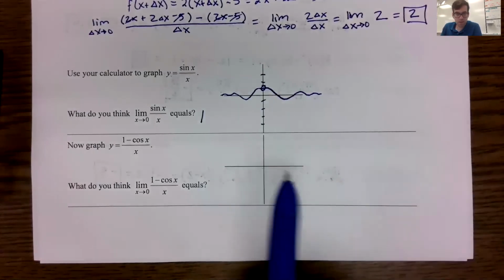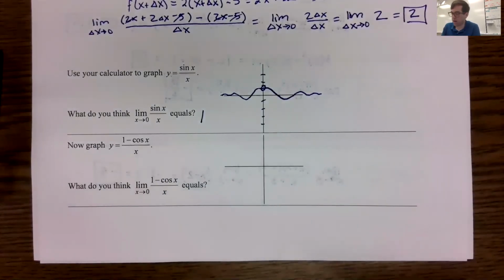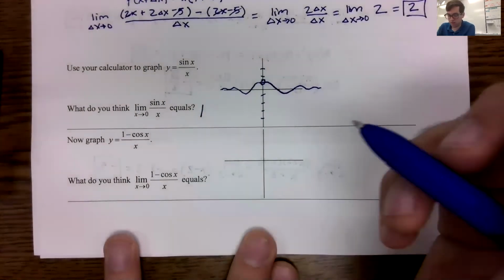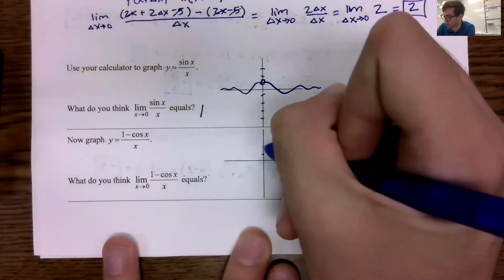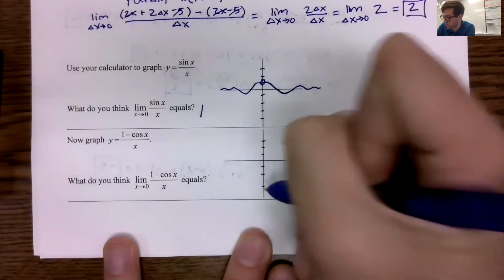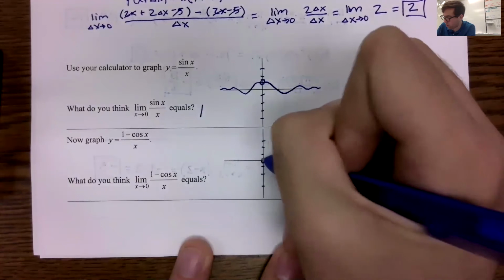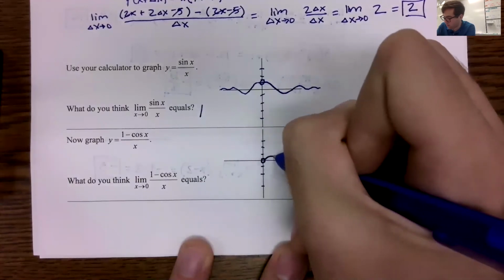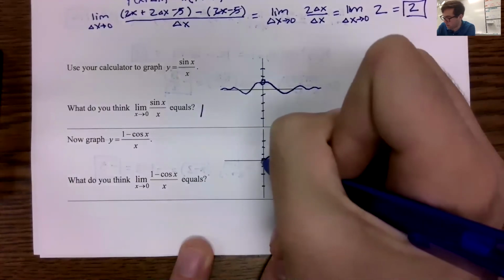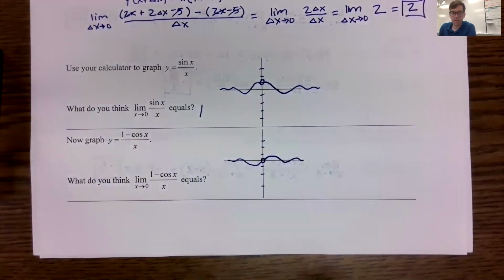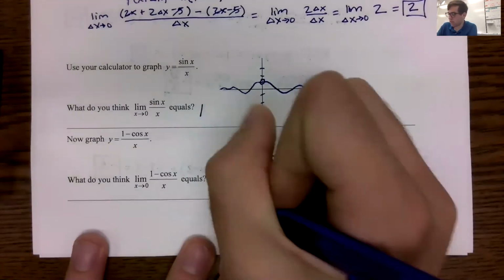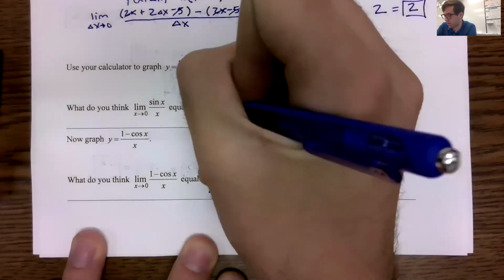If we do the same thing for 1 minus cosine x over x, the graph is going to be fairly similar, but it's going to be more like a cosine graph. So there's going to be a hole here, and then it's going to kind of do this, like a cosine graph that's shrinking over time. So the limit as x approaches 0 of 1 minus cosine x over x looks like 0 to me.